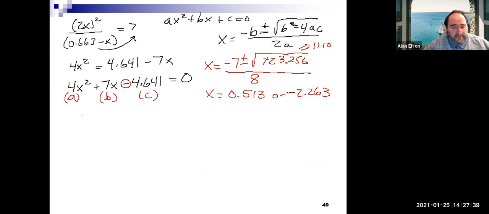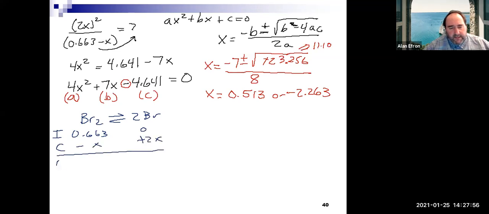Okay. So I'm just going to rewrite the ICE table from the previous page, just to make sure everybody sees where we're going next. So initially 0.663 minus X plus 2X, equilibrium 0.663 minus X and 2X. Any questions up to that point there?